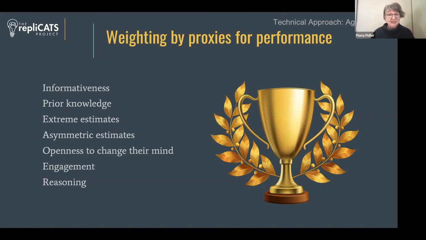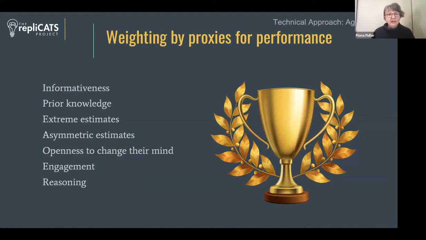Some of the things that we've been exploring in these models are informativeness, which we operationalize by the interval width of participants' judgments. So we can weight more heavily judgments that express a lot of certainty and downweight ones where the intervals are very wide. We have a proxy that's basically prior knowledge. We give participants a quiz before they start these workshops, asking them various statistical and methodological questions, and we can weight by performance on that quiz. We can weight by how extreme or how asymmetric estimates are. We've had a theory that perhaps more extreme or asymmetric estimates were indicators of more information. So that's a theory that we've been able to test.